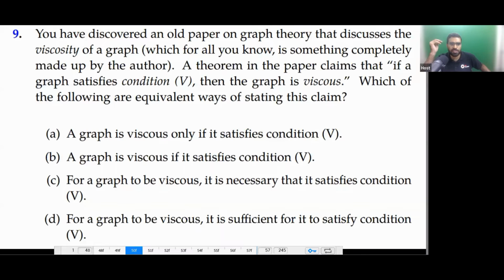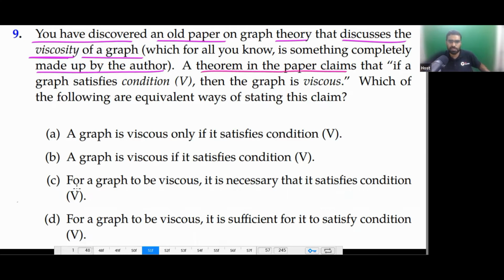Now let's see this interesting question. This is another question from the standard book. The question is saying that you are discovering an old paper in graph theory that is discussing some viscosity of a graph that is made up by an author. The author is saying that this is made up by me. A theorem in this paper claims that if a graph satisfies condition V, then the graph is viscous. Which of the following are equivalent ways of stating this claim?